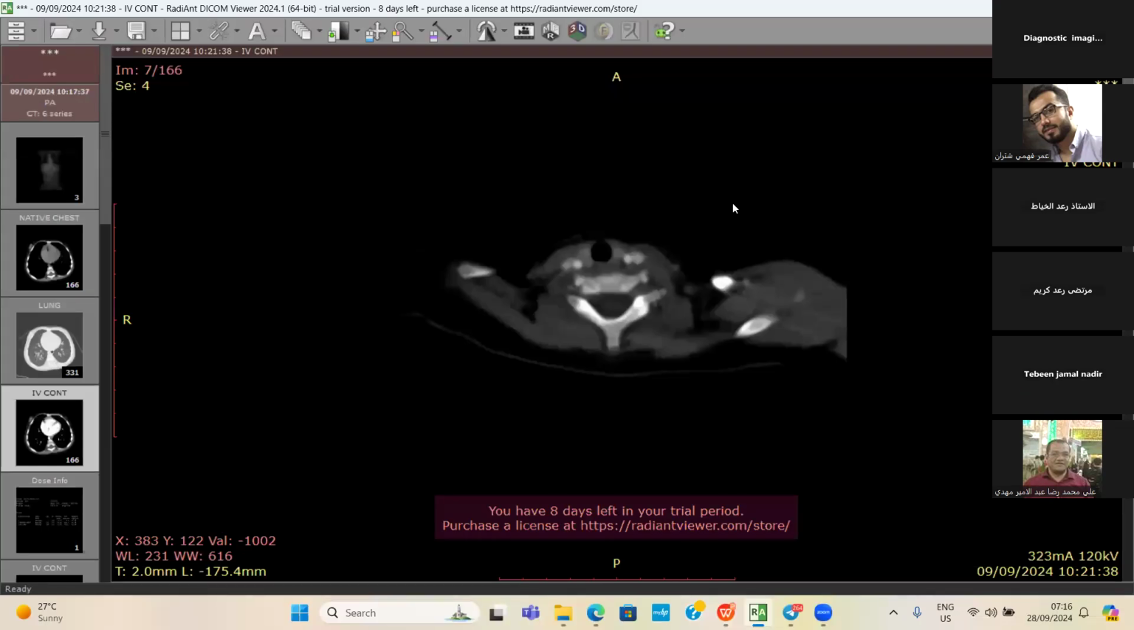15-month-old female patient presented with dyspnea and central cyanosis.